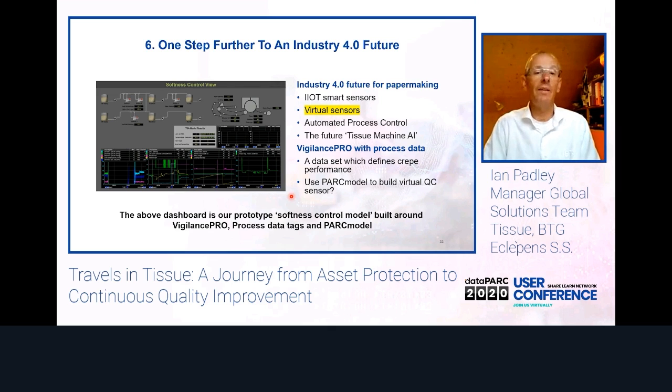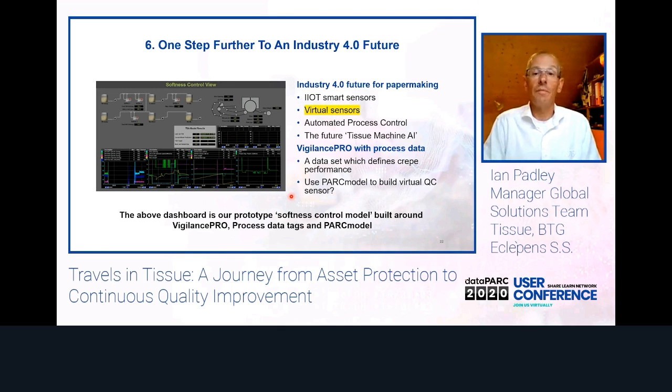So we went ahead and did this. It's in a prototype stage now. We're testing this in 1 or 2 tissue mills around the world. This is the prototype dashboard softness control model built around Vigilance Pro, process data tags, and part model.